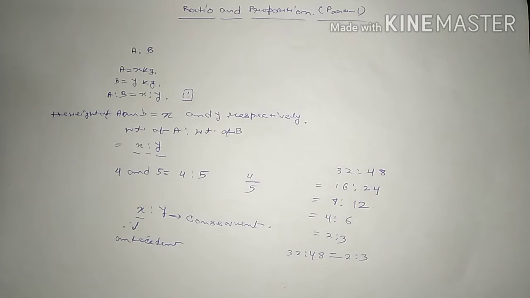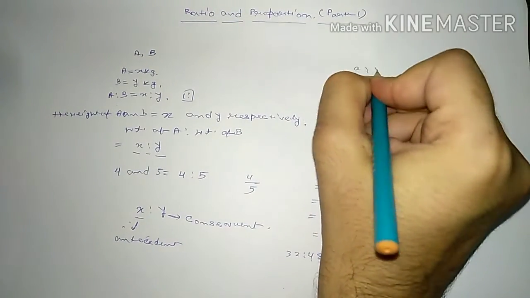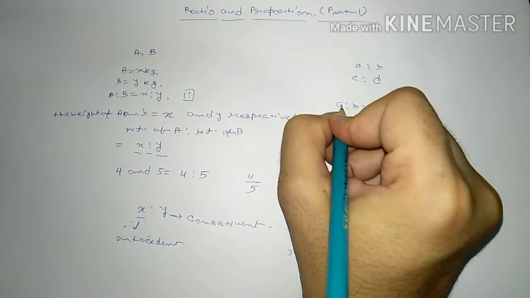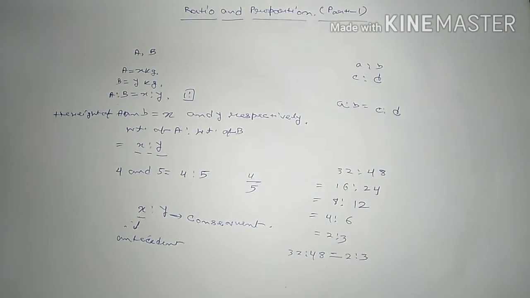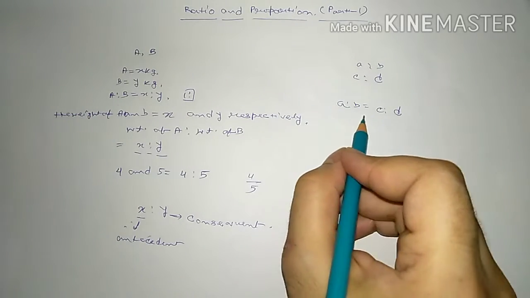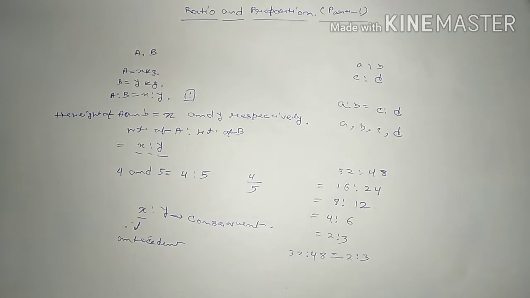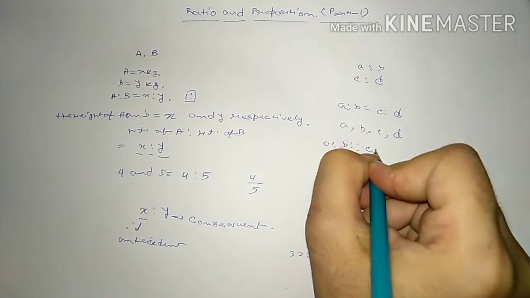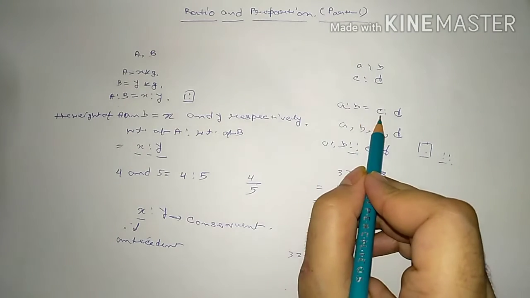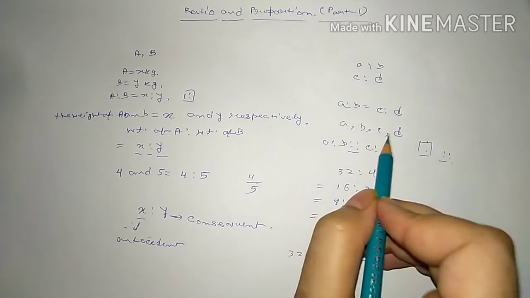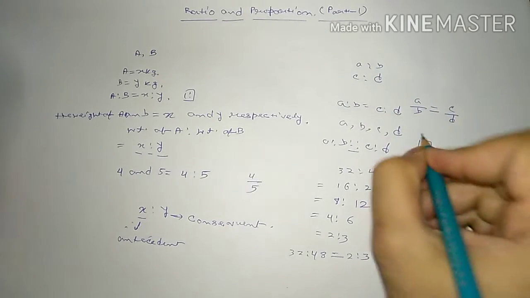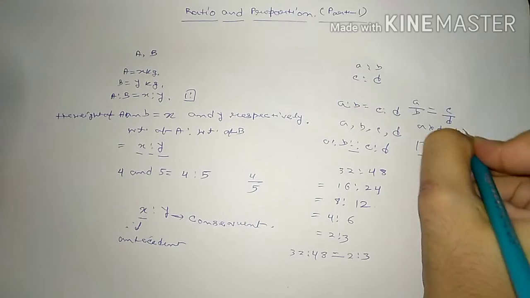What is proportion? The equality of two ratios is called proportion. Let us consider two ratios, A is to B and C is to D, and A is to B equals C is to D. Then we can say that A, B, C, D are in proportion, and it can be written as A is to B double colon C is to D. It can be written as A by B equals C by D. So A into D equals B into C.